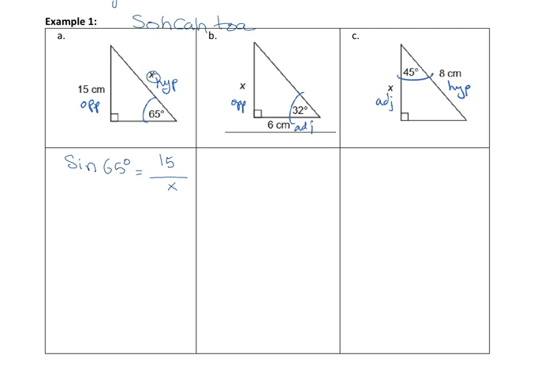So, what's sine 65? Can you find out on the calculator? For this one you're going to have to write 4 decimal places to be accurate. 0.9063. What's after the 3? 0. Okay, so we leave that. So sine 65 equals 15 over X. How would you solve for that x?